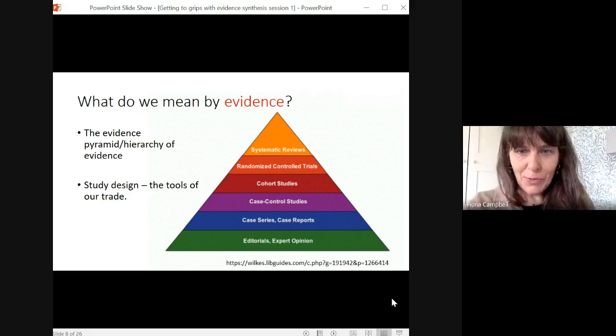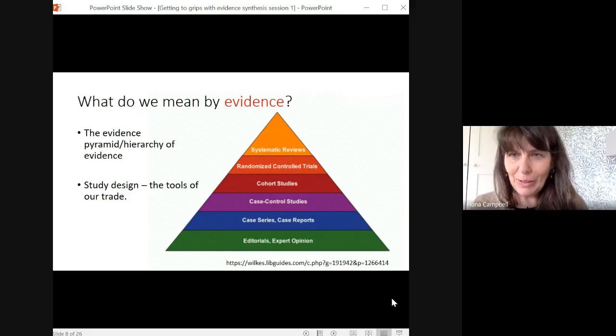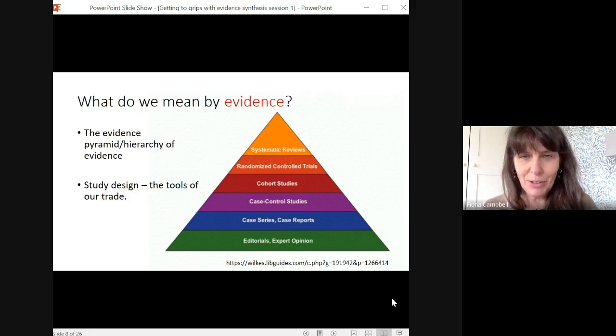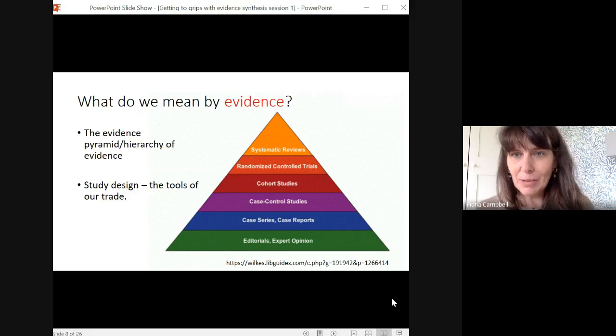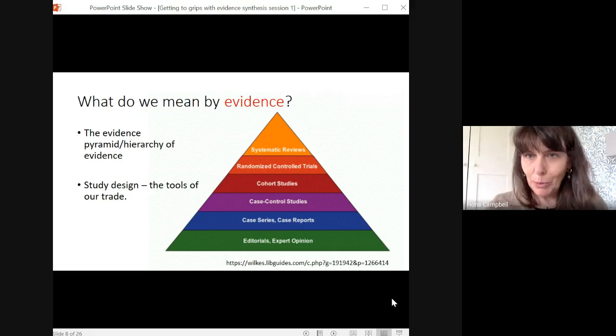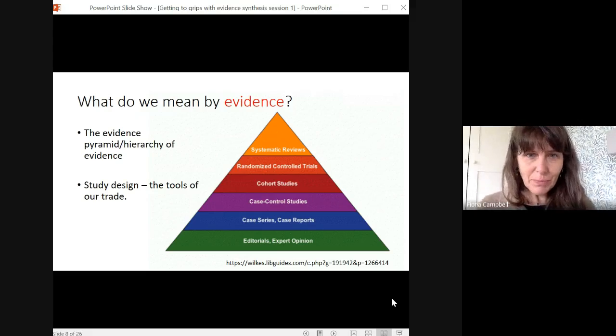Hi, my name is Fiona Campbell, as Sue said. Welcome to this session. It's really great you could join us today. So I'm a research fellow based in ScHARR, and I've been involved in evidence synthesis for the last 2 decades or so. And these are projects that we undertake in teams, and people like you are really important members of that team.